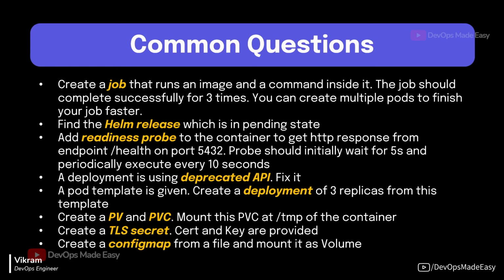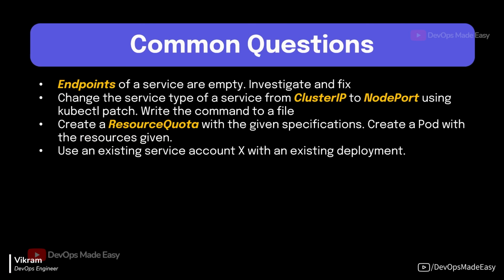creating a job that runs this particular image and this particular command for these many successful iterations, and then adding readiness and liveness probes on certain endpoints, how to fix a deprecated API issue, how to use PVs and PVCs, how to create TLS secrets, how to create generic secrets, how to create a config map and mount it as a volume. And they'll also ask you to fix the endpoints of a service, like if the endpoints of a service are empty, how do you fix it?